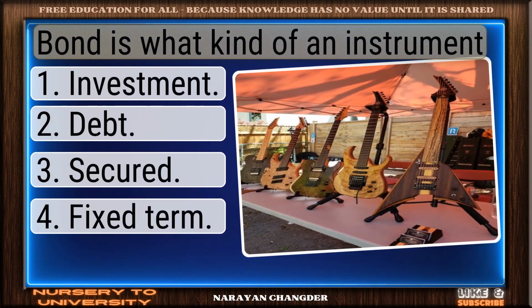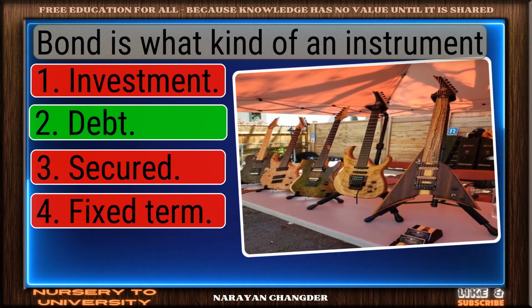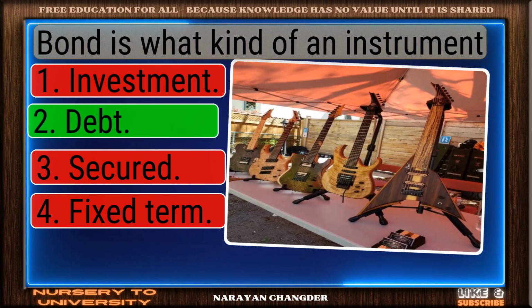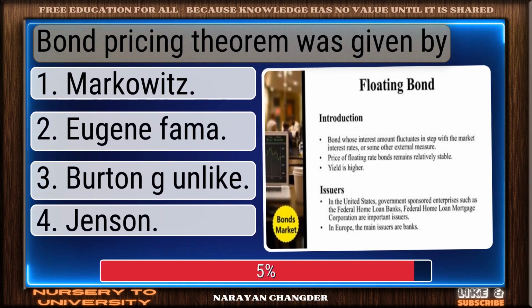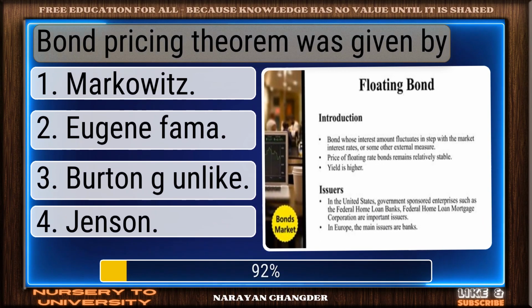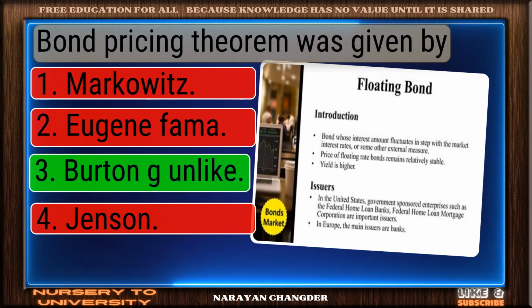Bond is what kind of an instrument? Good thinking. Debt is the right answer. Bond pricing theorem was given by. Nicely done. Burton G. Malkiel is a solid answer.